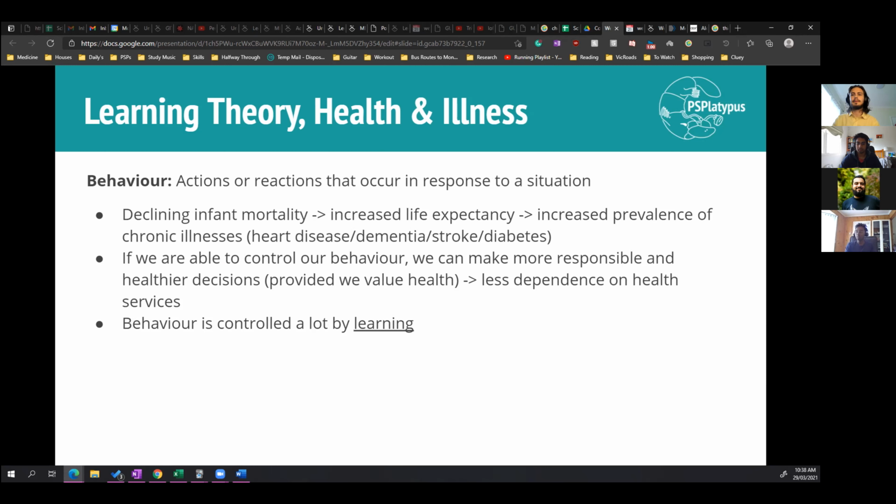In modern medicine, behavior is more and more important in maintaining the health of people. With increasing life expectancy, there's an increased prevalence of chronic illnesses, which are largely controlled by making responsible and healthy decisions. That is something that, if we can help people control, would be very valuable. And behavior is primarily controlled a lot by learning.